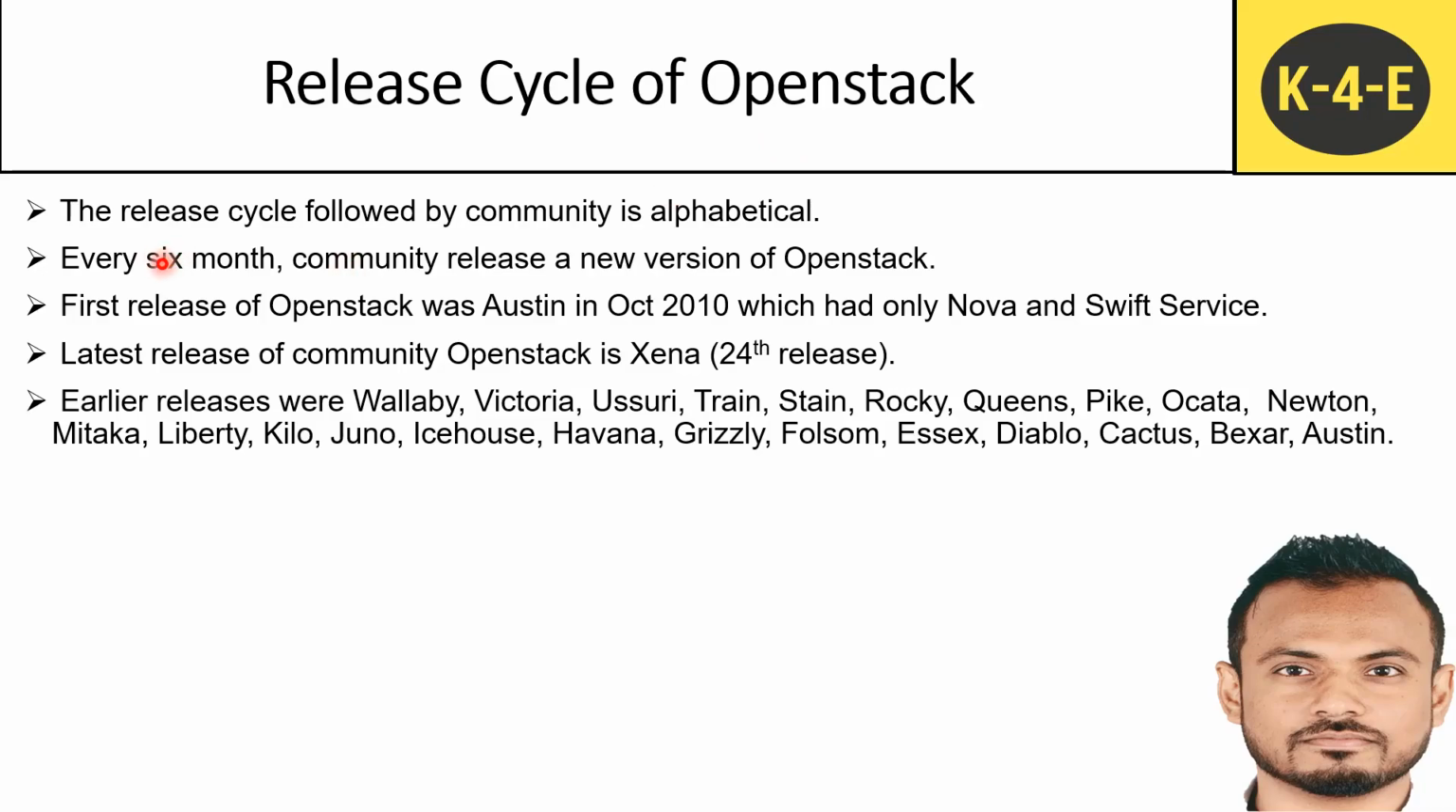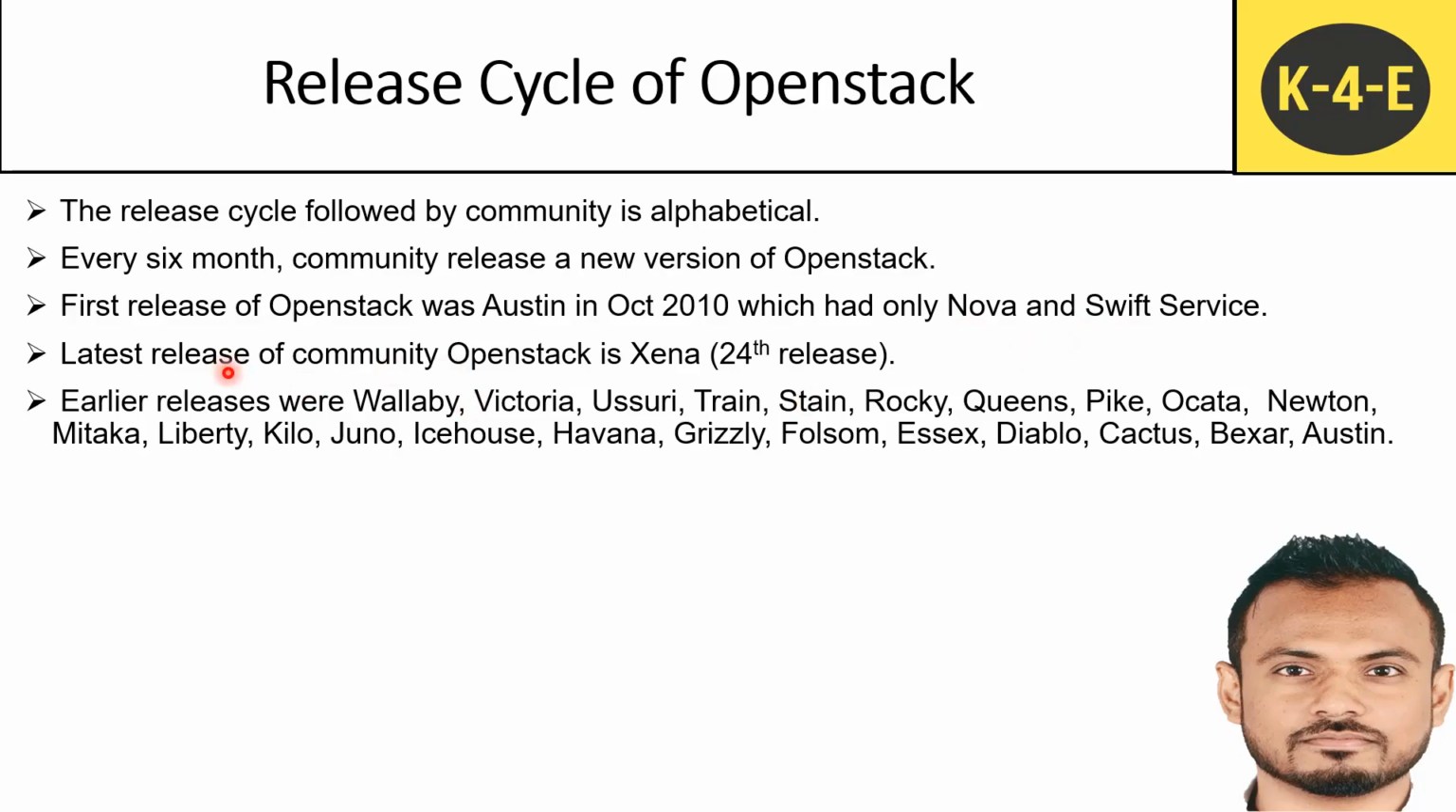But when we say community OpenStack, the release cycle follows an alphabetical nomenclature. All the releases of OpenStack go alphabetically: A, B, C, D, E, F, like this. And every 6 months, the community releases a new version of OpenStack. Starting from October 2010, when OpenStack was first released, the very first release was Austin. So it started with A, Austin, in October 2010. At that time, Austin had only Nova and Swift services. If you know OpenStack, you know what Nova and Swift are. If you don't know OpenStack, don't worry, I will tell you in later classes.